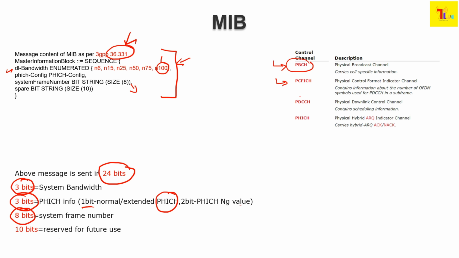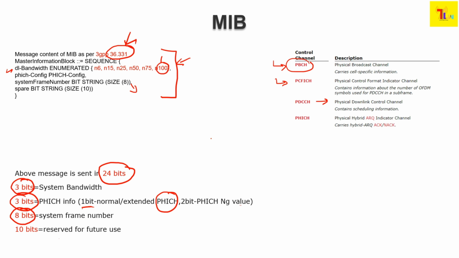And in this we are going to use the word PCFICH. So PCFICH is nothing but the physical control format indicator. This contains the information about the number of OFDM symbols that are going to be used for the PDCCH in the subframe. So PDCCH, what exactly is that? When we're talking about the PDCCH, it is nothing but the physical downlink control channel, and this channel contains the scheduling information, what needs to be scheduled. So all the scheduling information will be with the PDCCH.